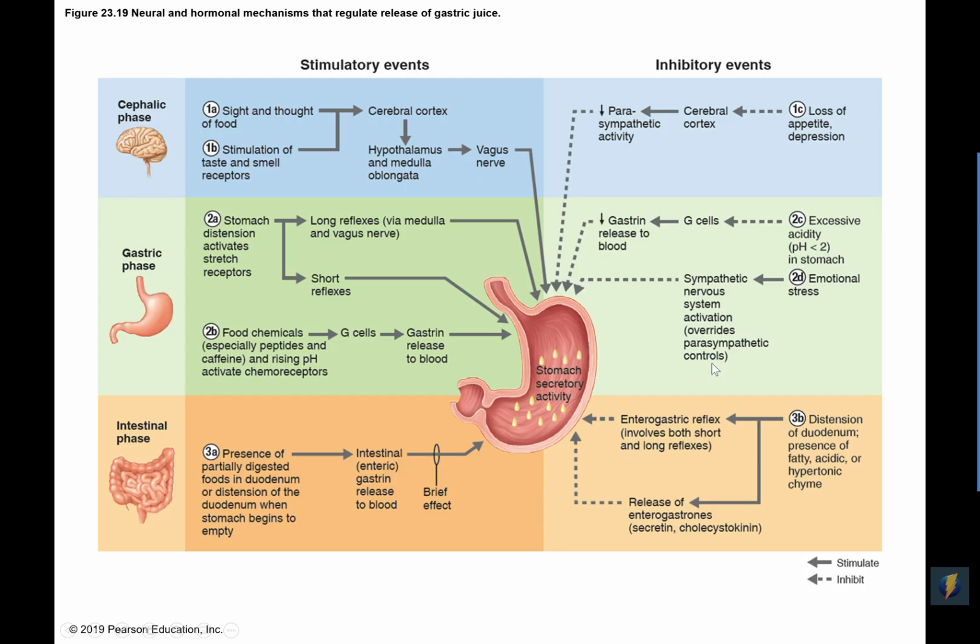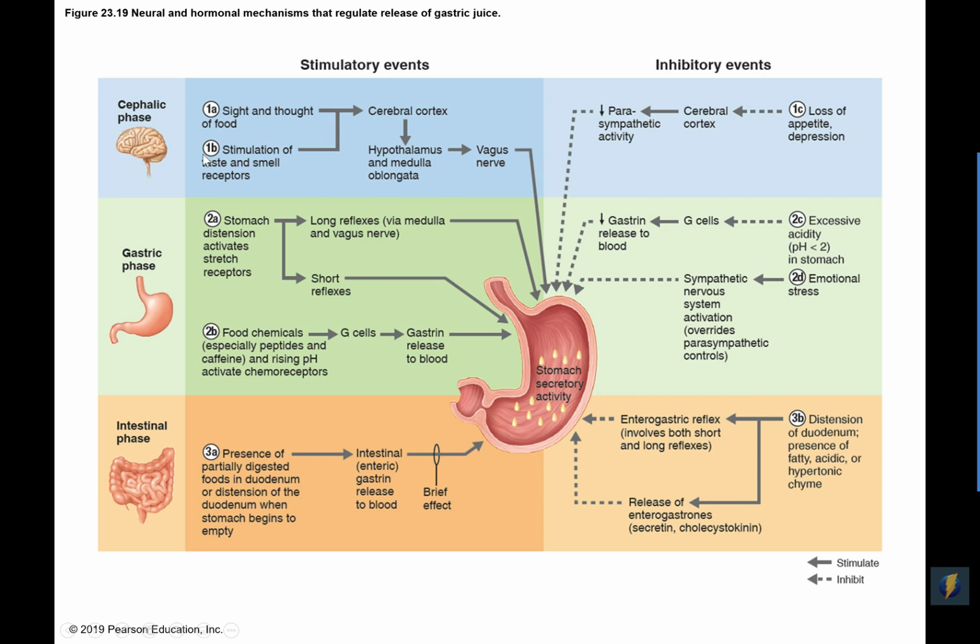This is what that gastric juice regulation looks like. So we've got 3 phases: the cephalic phase, the gastric phase, and the intestinal phase. We're basically talking about where is the food at this point. So in the cephalic phase, we haven't really eaten yet, but we're thinking about it, we're smelling it, we're looking at the food. So that starts the process.